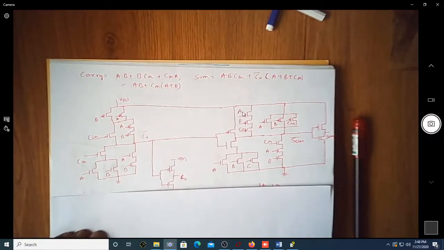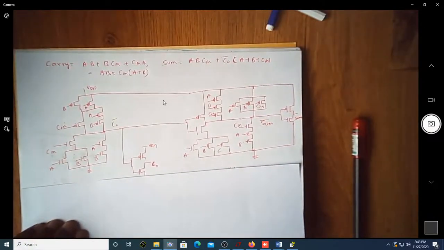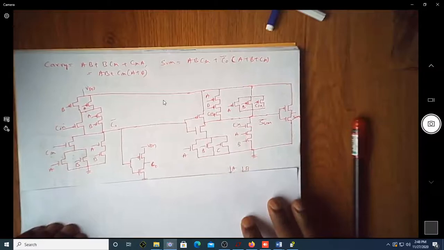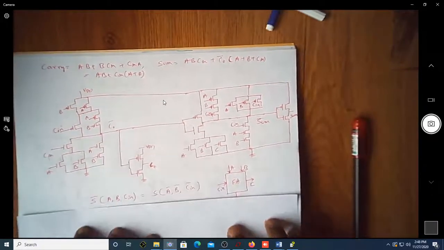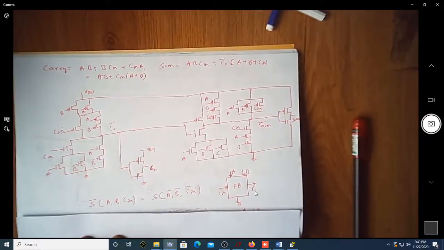PMOS implementation is done here. These are the pull down and pull up networks using NMOS and PMOS respectively. Here also I'll get the sum bar. The complement of that is nothing but your sum. So this is the sum and carry implementation of a full adder. This is how you can think of having it. You can see the inputs A, B, and of course this is sum and carry.